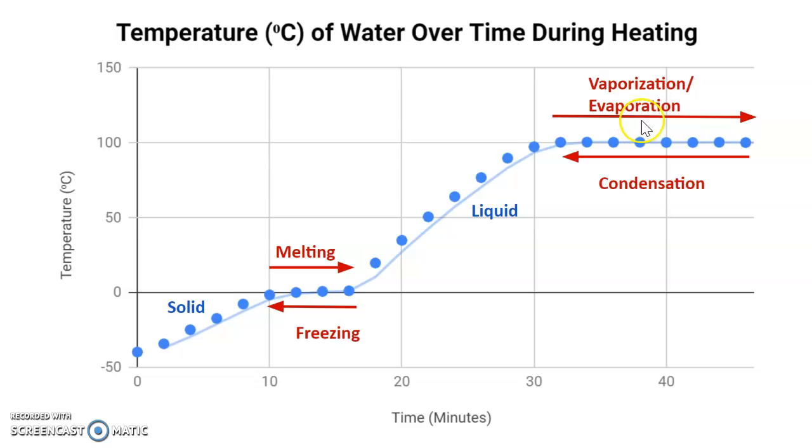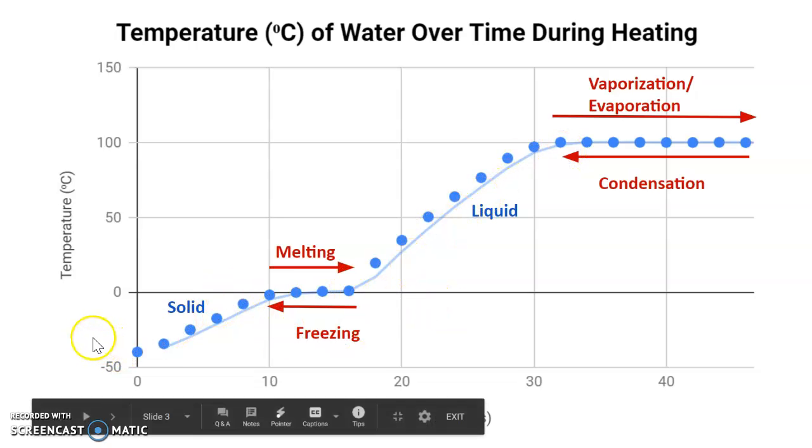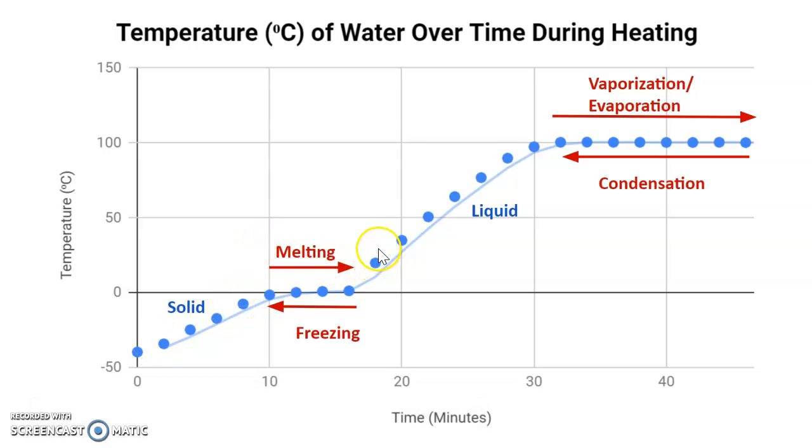So if you're moving from right to left, you're going to have condensation to a liquid and then freezing to a solid. If you go from left to right, you'll have solid to melting and then a liquid heating up until vaporization, and then that produces a gas.